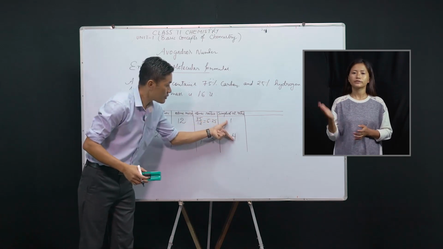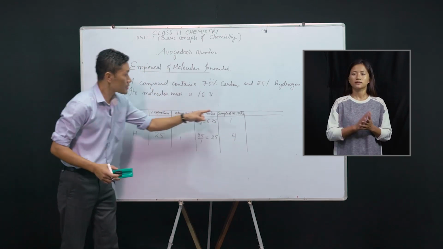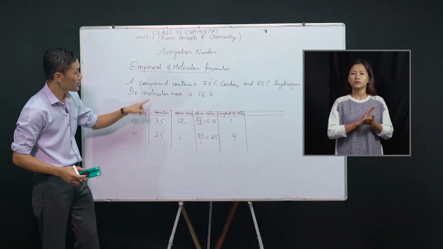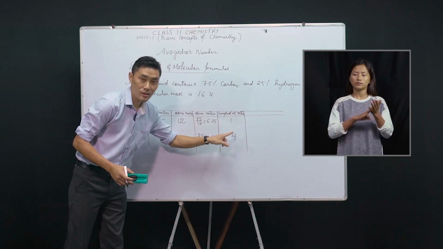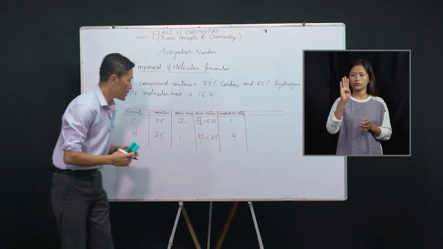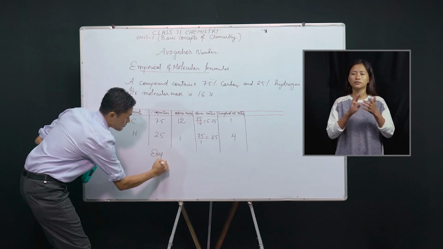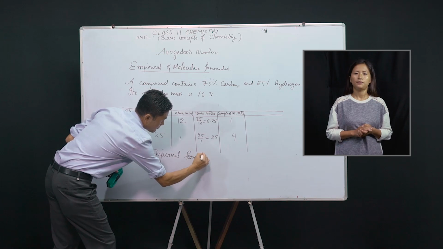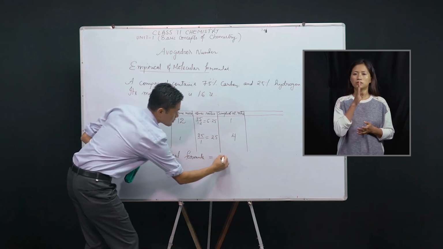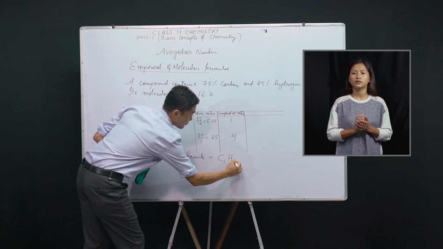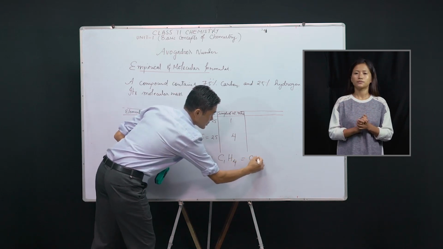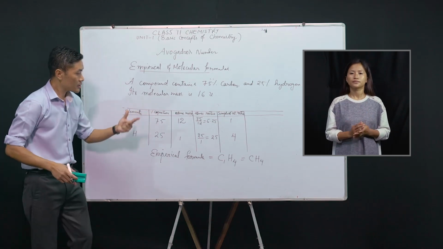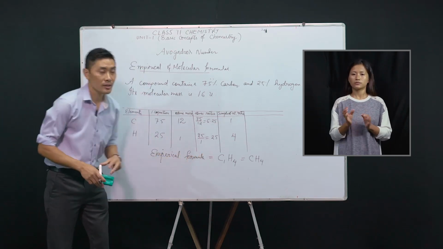Now from here, we see that the simplest ratio of the number of atoms of carbon and hydrogen in this compound is 1:4. Therefore, the empirical formula will be C1H4, which we simply write as CH4. So from the percentage composition, we have now derived the empirical formula.